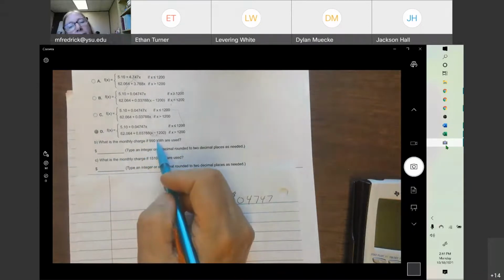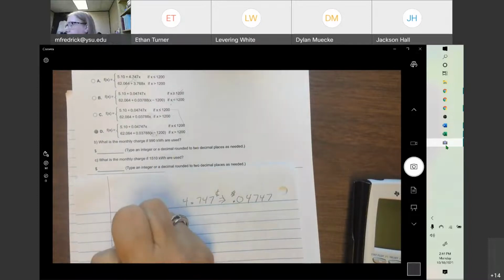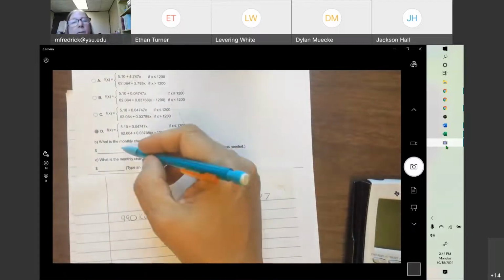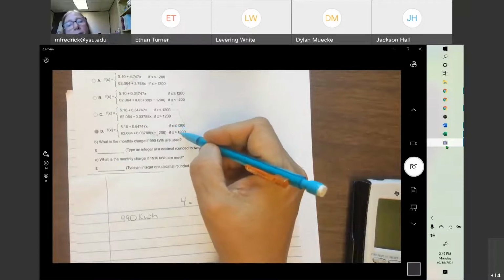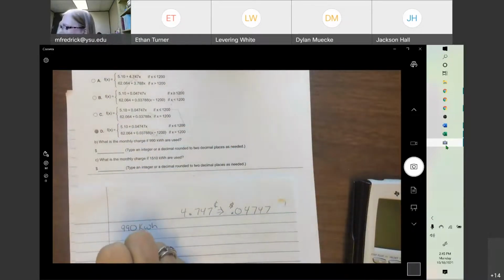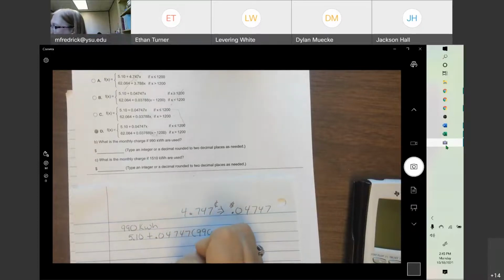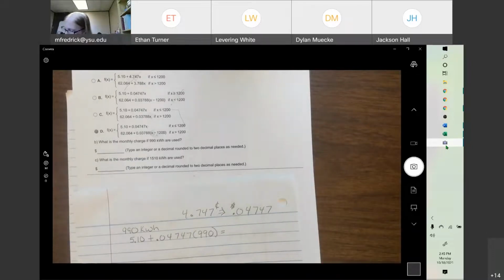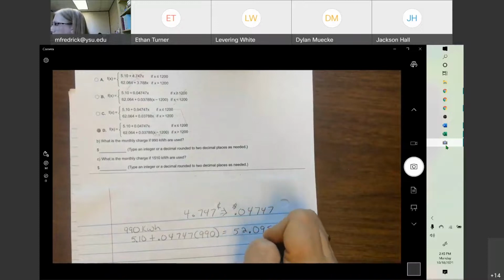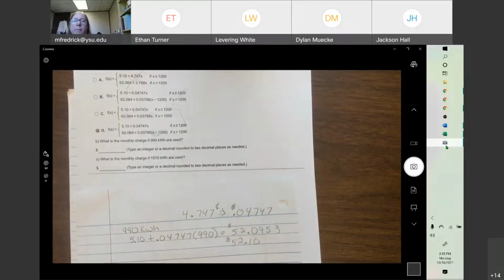What is the monthly charge if 990 kilowatt hours are used? Well, for 990 kilowatt hours, and we're using this bottom one, that would be this one because it's less than the 1,200, where this one's over 1,200. So it would use this formula, and then we plug in the 990. 5.10 plus 0.04747 times the 990. So it would cost $52.10. Any questions on that?